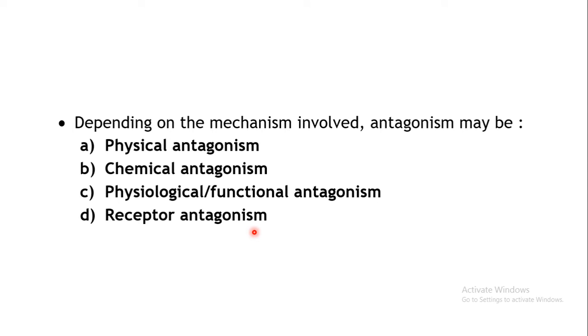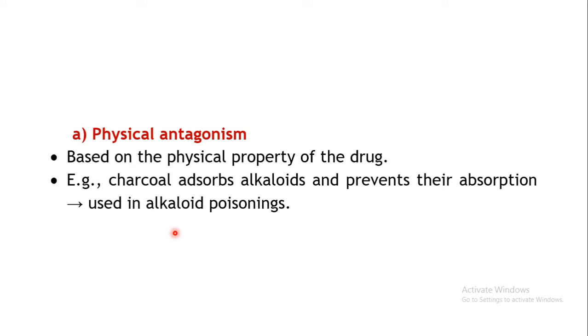Okay, now there are several mechanisms by which antagonism can take place. There are 4 mechanisms by which the antagonism can take place. The first one is the physical antagonism, next is the chemical antagonism, then the physiological or functional antagonism, and receptor antagonism. So these are the 4 types of antagonism which can take place.